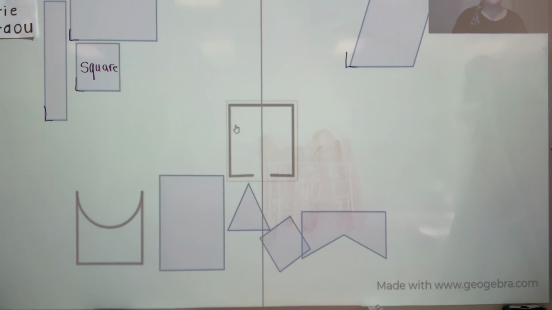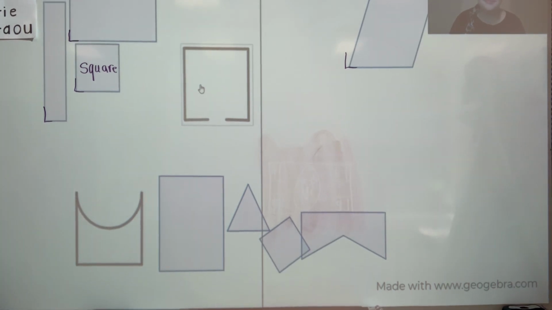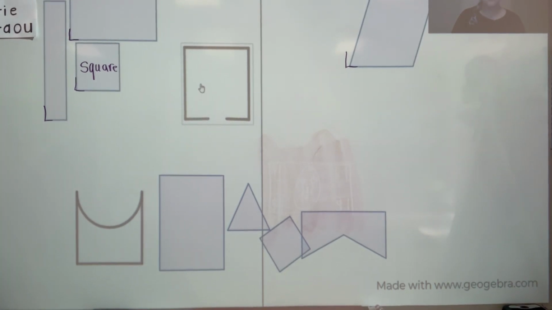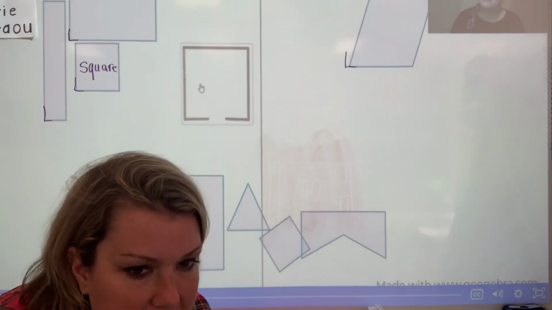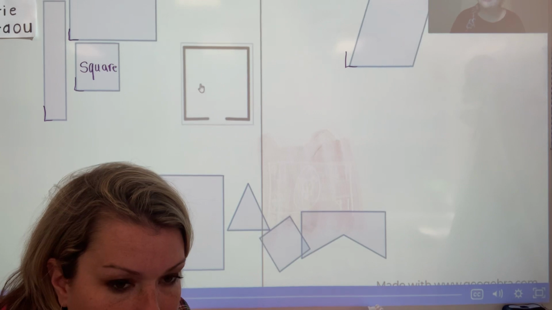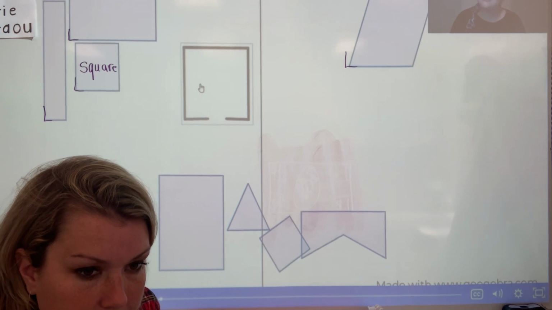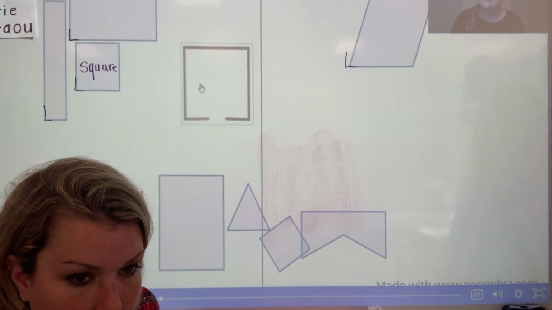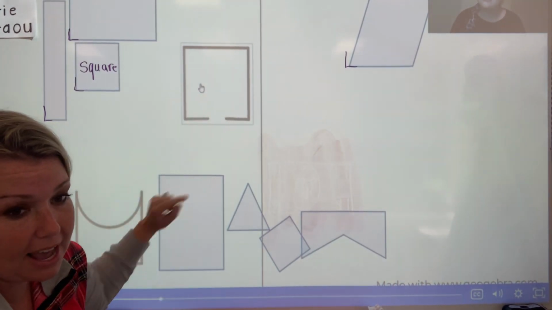Now let's look at this shape. What do you think about this shape? Is it a rectangle or not a rectangle? Thumbs up or thumbs down? You don't think it's a rectangle? Well, why not? Who can tell me? Why is it not a rectangle? Ryan? Because it's open. If I were to put my puppy dog inside, he'd run out.